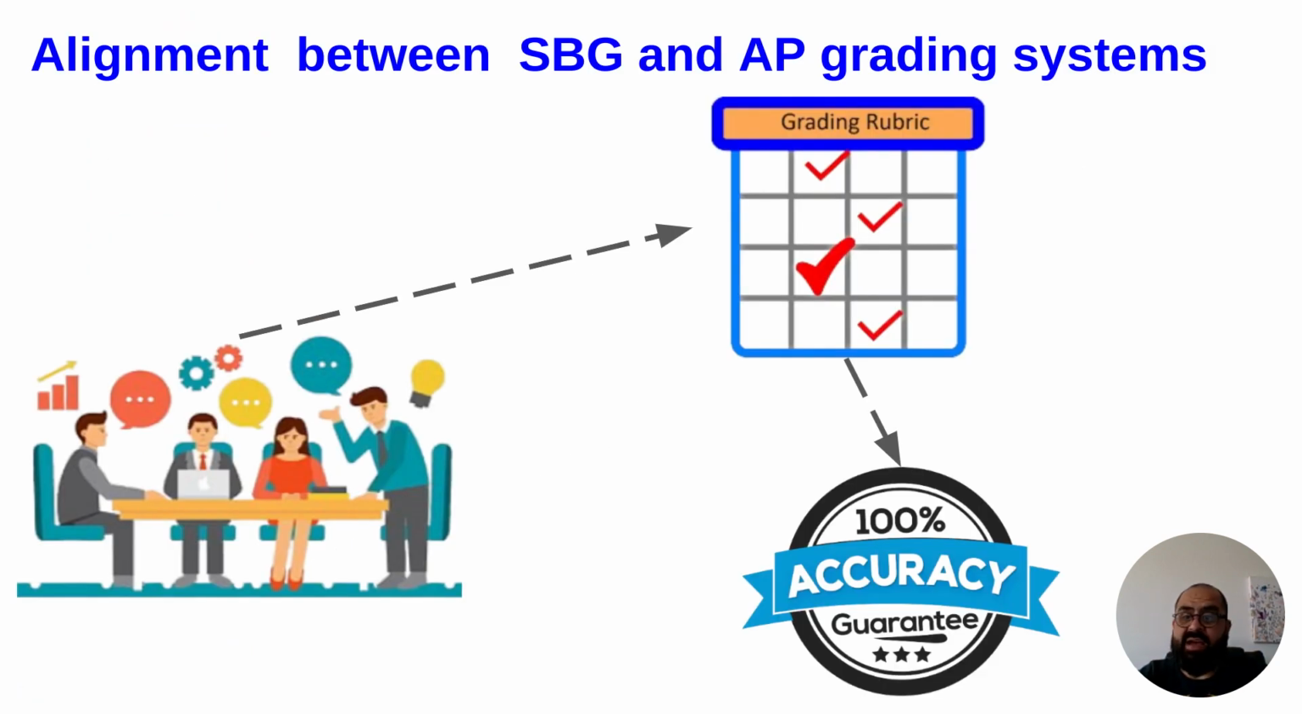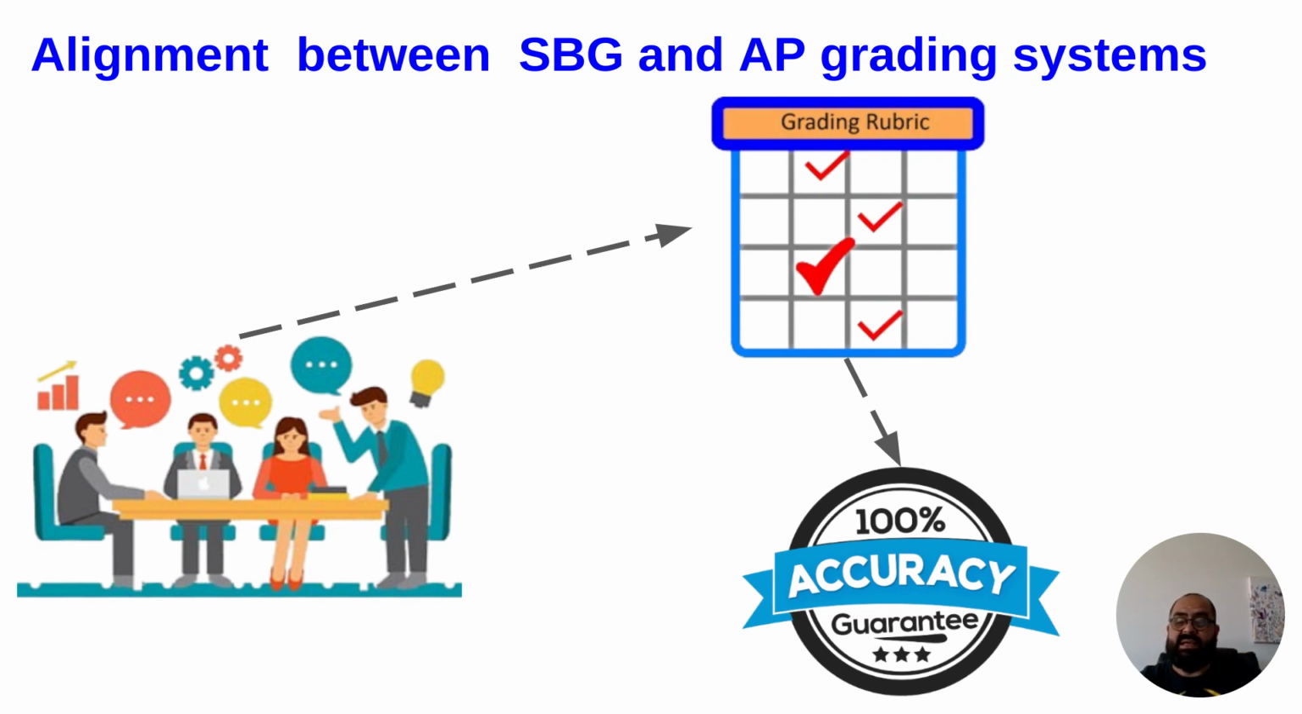Now I will describe how I believe that we could find the alignment between the standard-based grading and AP grading system. This has been very confusing in the past year, not only for AP teachers but also for AP students trying to understand how we can find an equivalence between both systems. So, integrating standard-based grading into AP courses without compromising the quality of the instruction and ensuring accurate feedback is very crucial. Here is how we can achieve this.